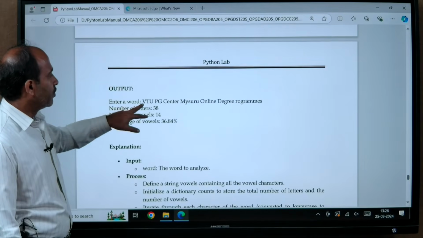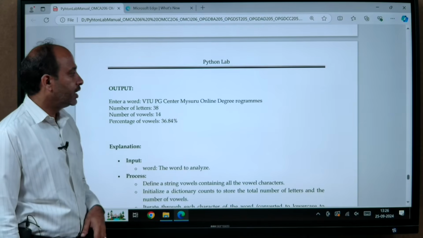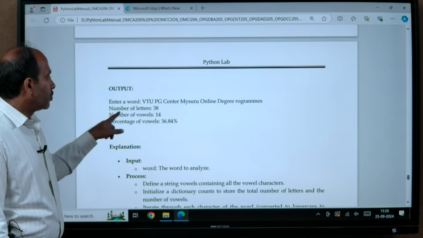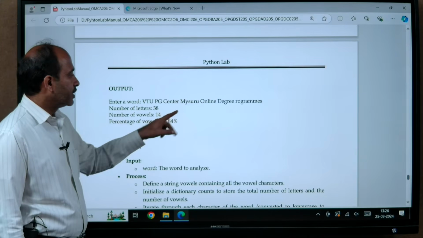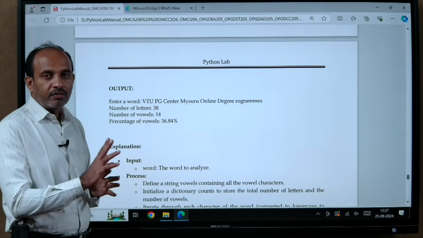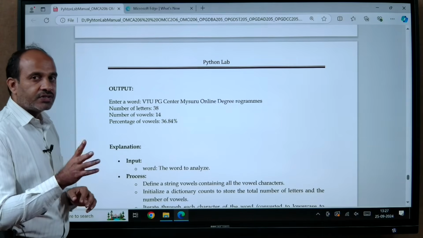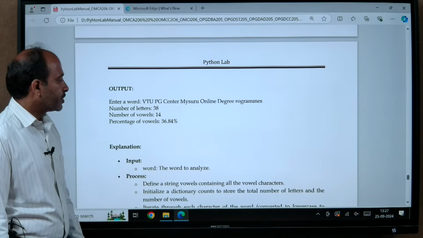Now, on running, enter the word. I am entering VTU, PG Center, Mysuru online degree programs. Now, total number of letters, how many? 38. Number of vowels, how many are there? It is 18. Even though there are uppercase letters here, everything gets converted into lowercase, and then it is checked how many characters are there, how many vowels are there, and the percentage of vowels.